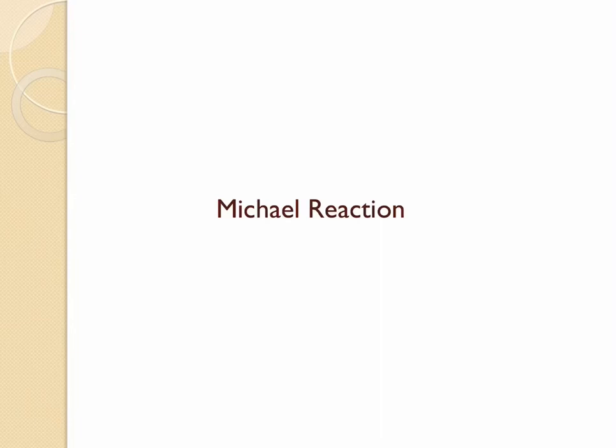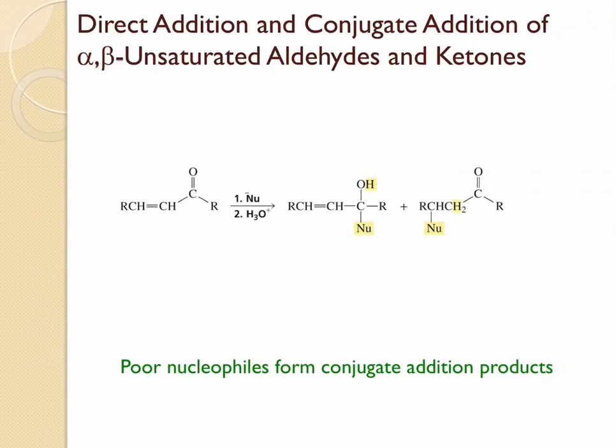Michael reaction. We have seen earlier that when nucleophiles react with alpha-beta unsaturated aldehyde or ketone, it can form either the direct addition product or the conjugate addition product. Here is the direct addition product, and this one right here is the conjugate addition product. In the direct addition, the nucleophile is going to get added to the carbonyl carbon, whereas in conjugate addition, it's going to get added to the beta carbon.